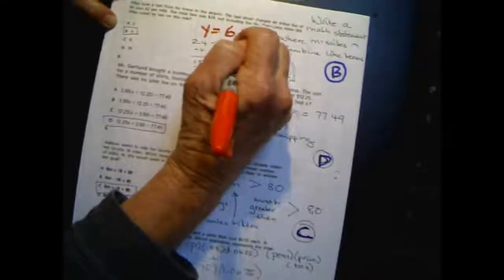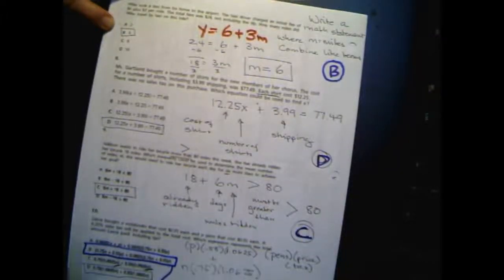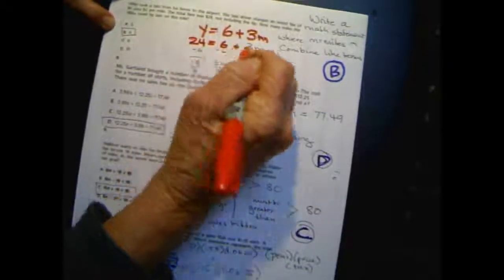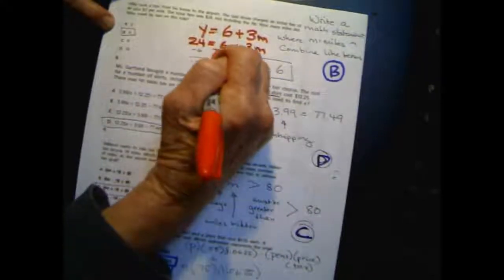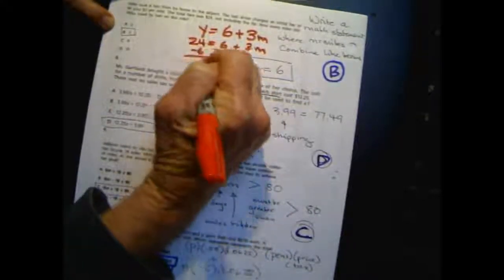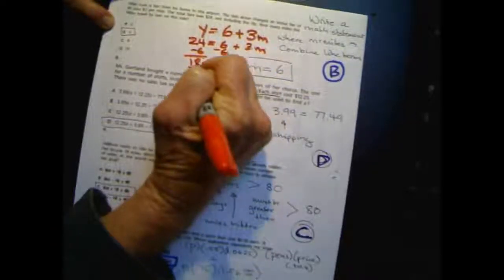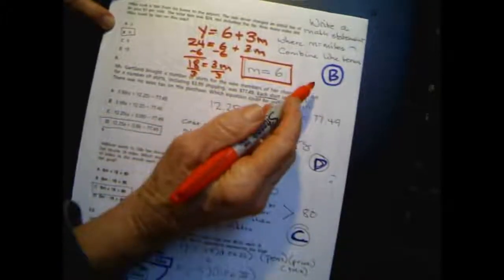So the cost, y, is going to be equal to the initial fee of $6 plus he charged $3 per mile. The next part tells me, well, paid $24. 6 plus 3m. Now I just combine like terms, and I get all my terms on one side, getting m by itself. Subtract 6 from both sides, and I'm left with 18 equals 3m. Divide both sides by 3, and you're left with a quantity of 6 miles. And answer choice is B.